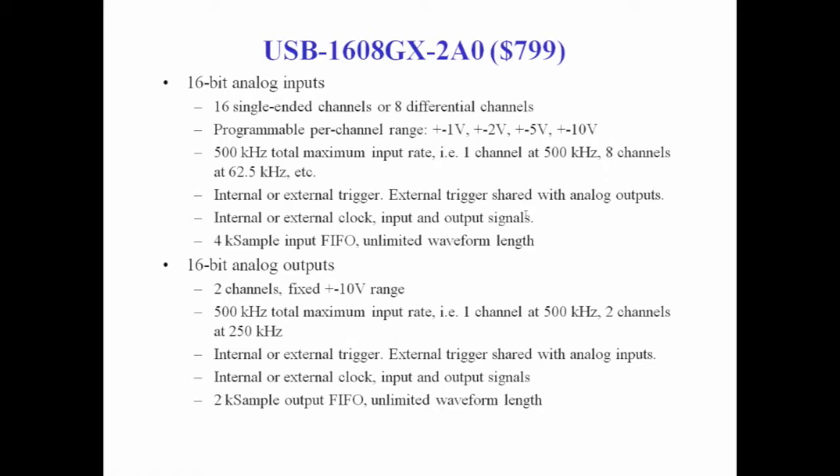So this guy has 16-bit analog inputs, 16 single-ended channels or 8 differential channels. You can program the range of each channel. It can count up to a total of 500 kilohertz aggregate input rate. So if you're just running one channel, you can do it at 500 kilohertz, or two channels at 250, or 8, whatever. It can be internally or externally triggered. It has an internal or an external clock, and input and output signals. It's got a 4K sample FIFO on board the device, and then it can stream across USB fast enough to keep up at this rate.